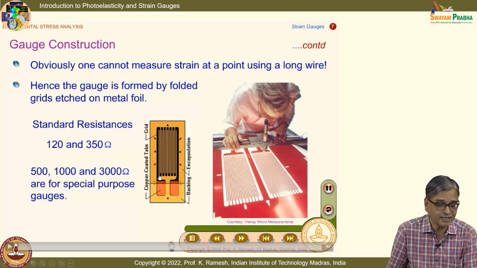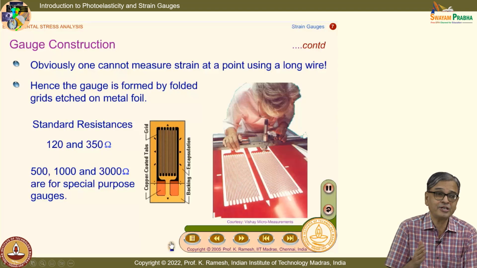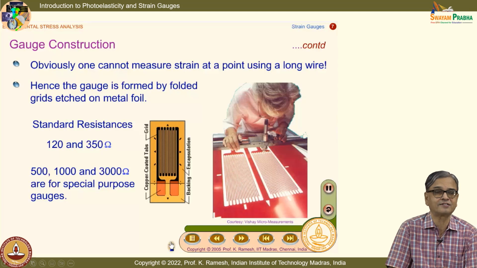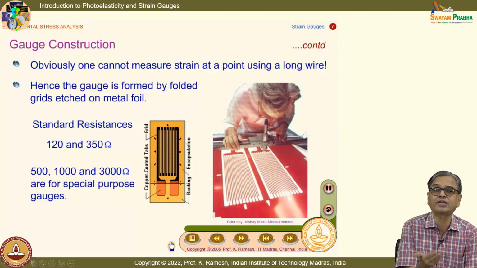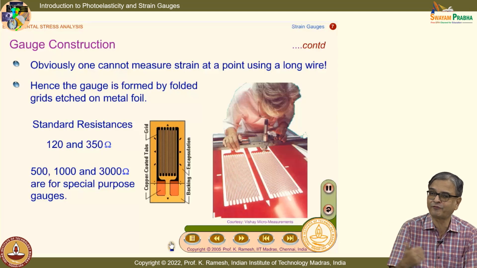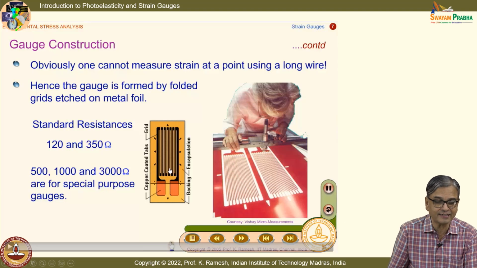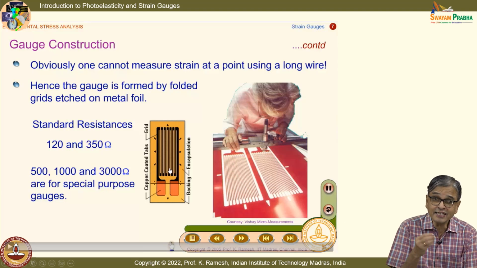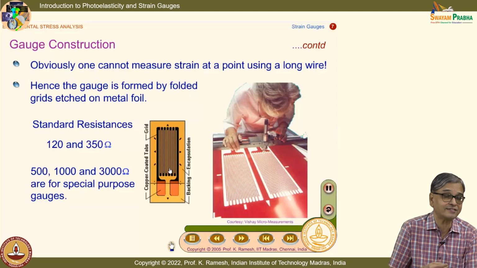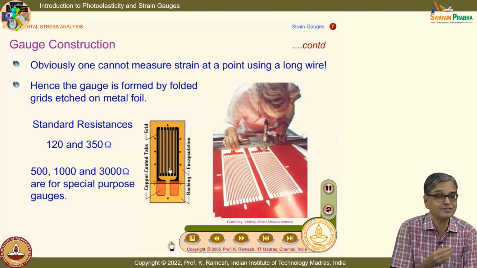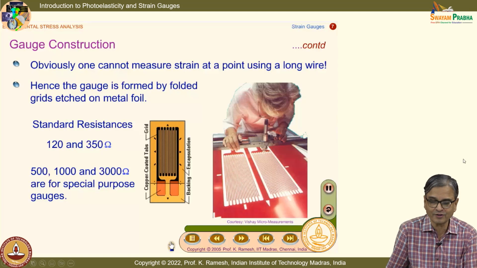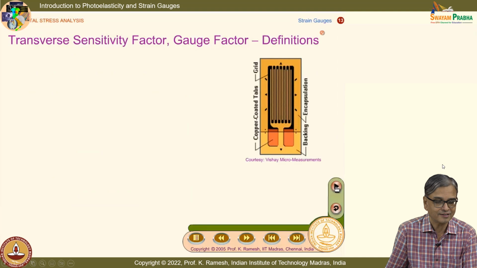Having said this, now I have a grid. Obviously, since you have studied the state of strain at a point, and you have also looked at how the strain field appears in the form of fringes in a photoelastic experiment, when I have a finite grid like this, it is going to be sensitive to the axial strain, transverse strain, as well as shear strain at the point. Let us look at how we have handled this.